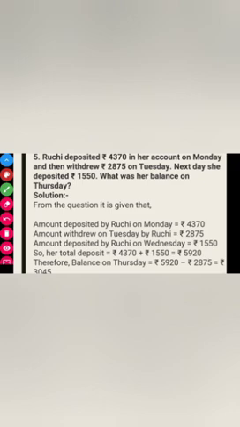Now question number 5. It is given Ruchi deposited 4,370 in her account on Monday and then withdrew 2,875 on Tuesday. The next day she deposited 1,550. What was her balance on Thursday? So from the question, you can note down the amount deposited by Ruchi on Monday, so that is 4,370. Amount withdrawn on Tuesday is 2,875, and deposited on Wednesday is this.